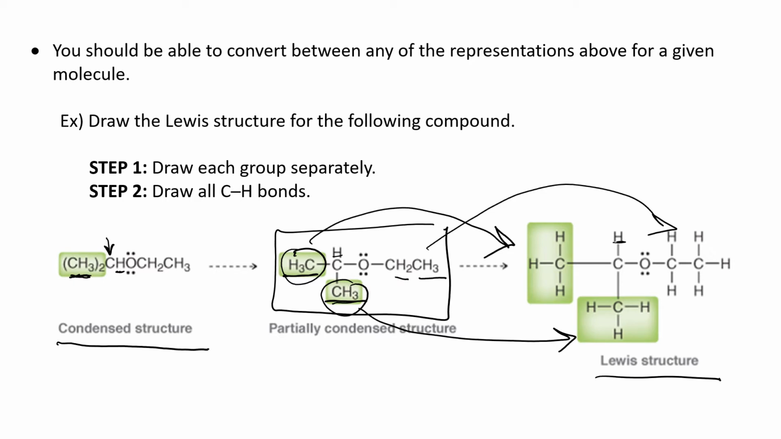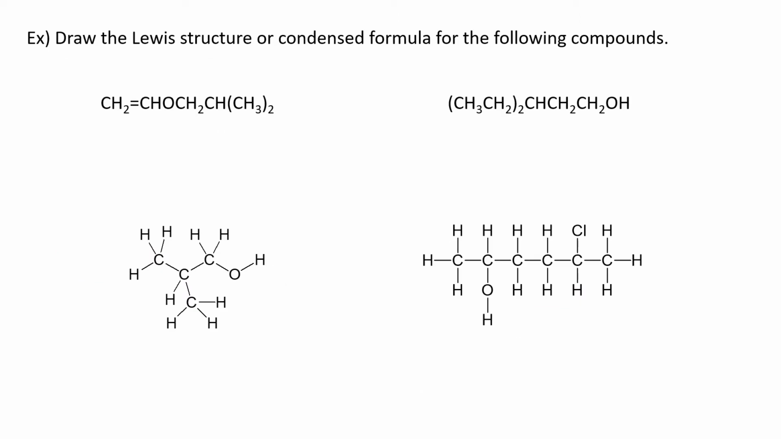You should also be able to convert back from the Lewis structure all the way back to a condensed structure. So, pause the video and give some of these a try. You should be able to convert the condensed structures to a Lewis with the first two, and then take the Lewis structures and convert them back to a condensed. When you're done trying these, come back to the video and check out my answers.